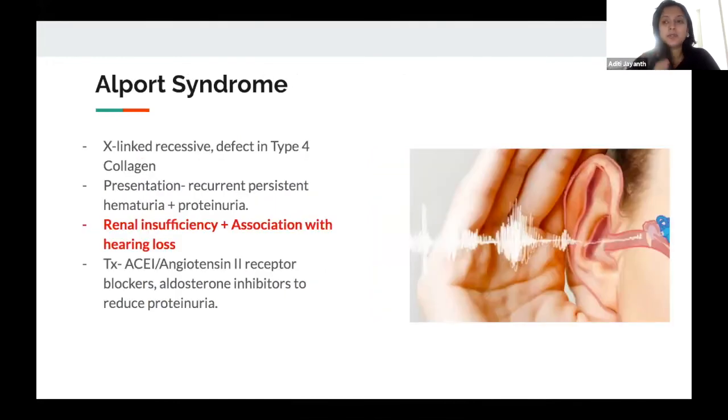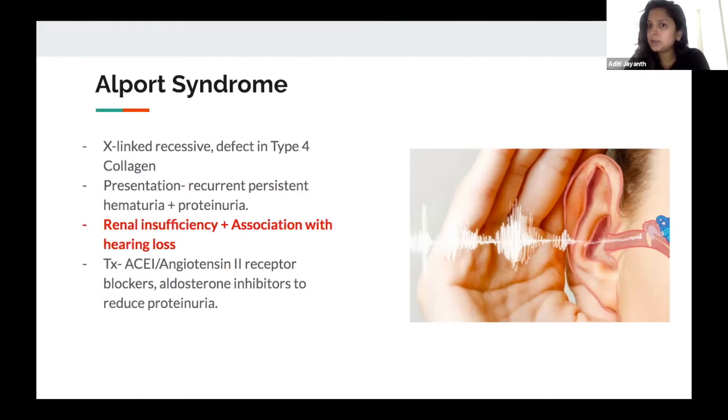And then the next one is Alport syndrome. I know we talked earlier, when we were looking at that chart for glomerular causes of hematuria, about hearing loss. This is one of the reasons. Alport syndrome is a defect in type 4 collagen. The presentation can be very insidious. It can be recurrent, persistent hematuria plus proteinuria, which is the case with almost all glomerular disease. Remember, proteinuria more than 100. And it usually presents with renal insufficiency in the setting of hearing loss.